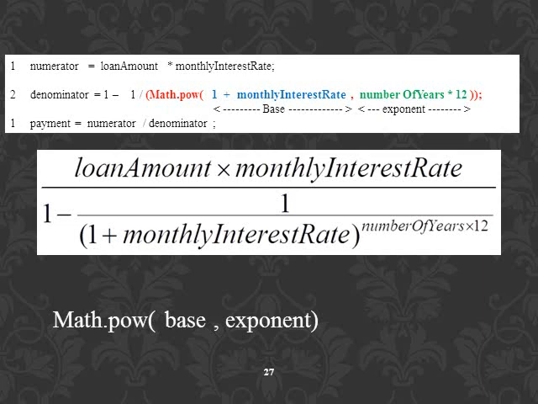Remember that a fractional exponent, such as 0.5 or 1/2, is the same as doing a square root. So we could do the cube root by setting the exponent to be 1 divided by 3. So the pow function gives us the ability to do exponents as well as roots. So I hope that is clear.